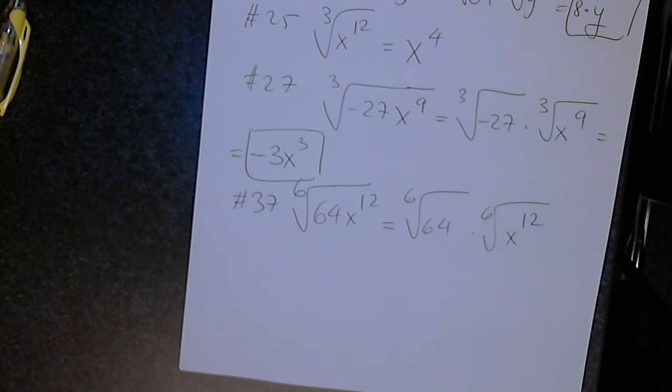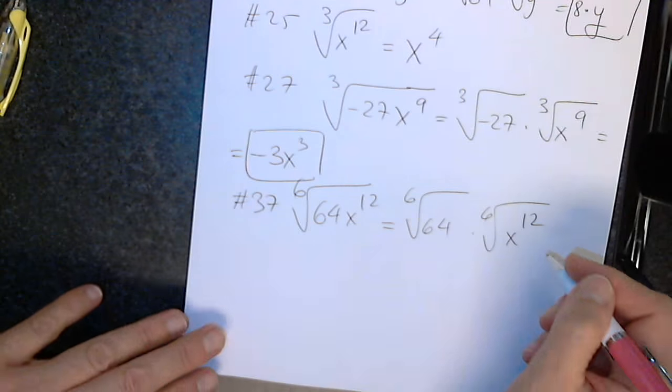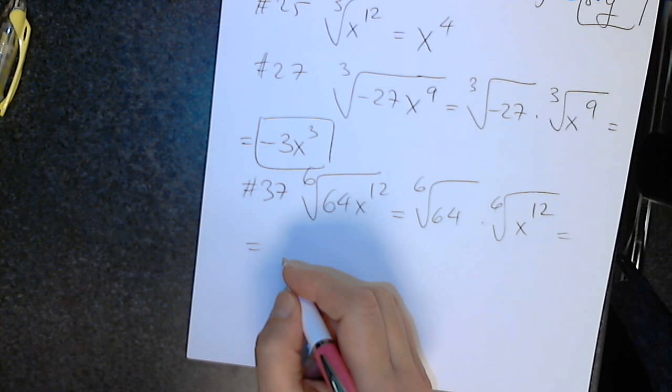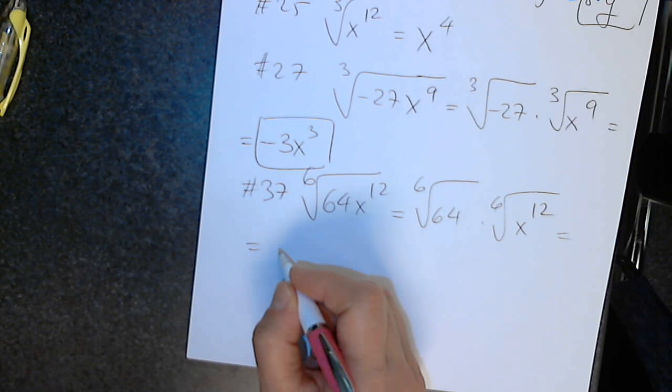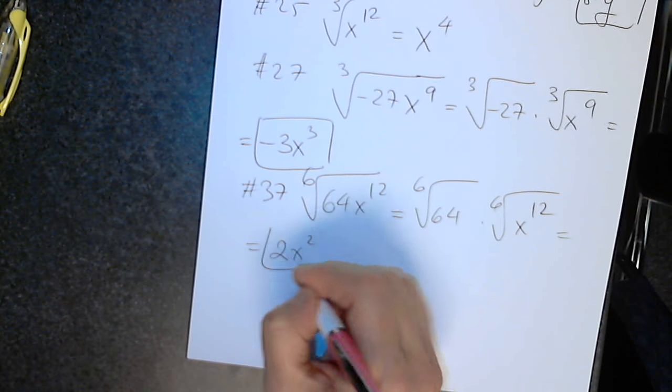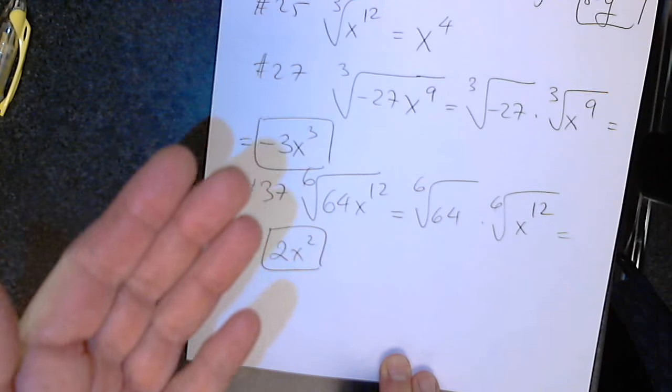When you split it, please remember to copy the index. Because if you don't copy the index, you're changing it automatically into the square root, and that's not the case. So, which number do I raise to the 6th power to get 64? 2. And the 6th root of x to the 12th is? Very good.